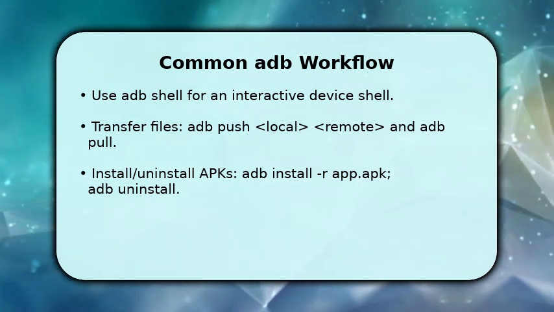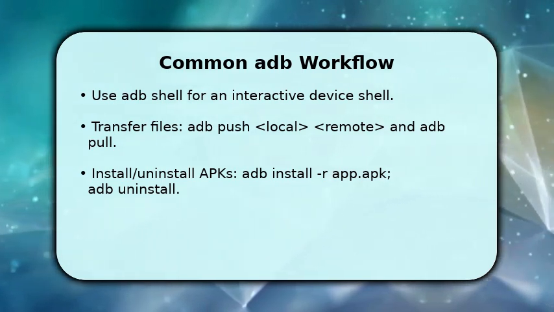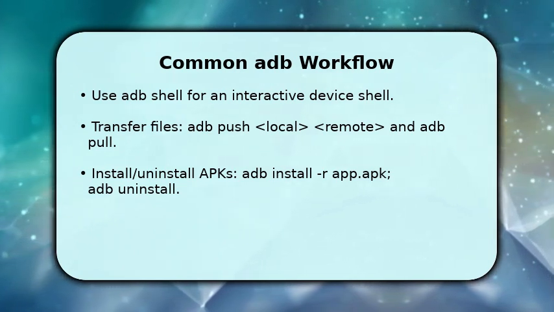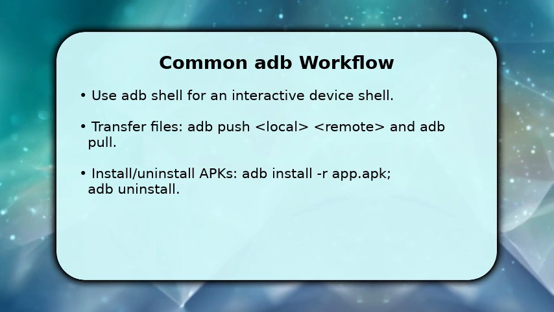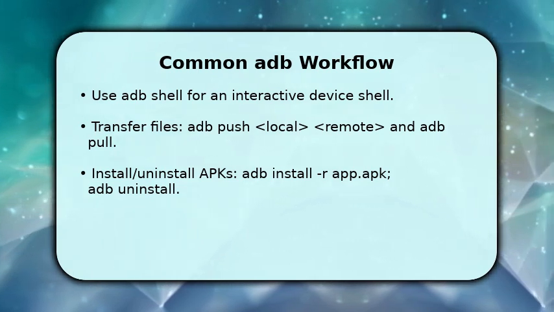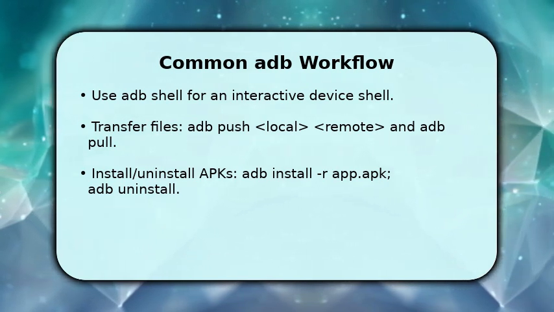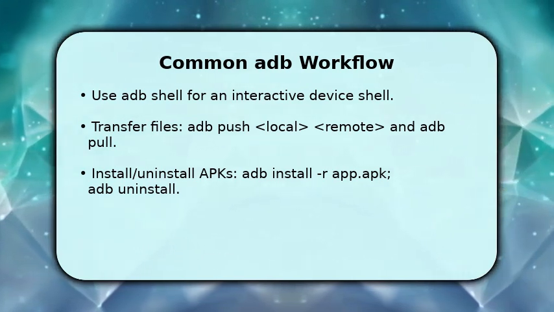When installing apps, run adb install -r app to reinstall while preserving data, or adb uninstall to remove packages. Once done, use adb logcat to stream logs and Control-C to stop. Make sure to prefix with sudo only when permission errors occur on your host.